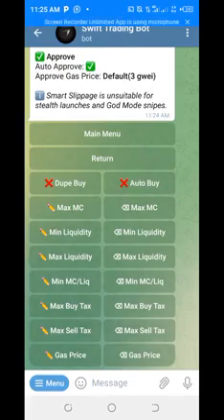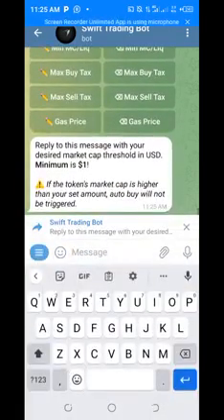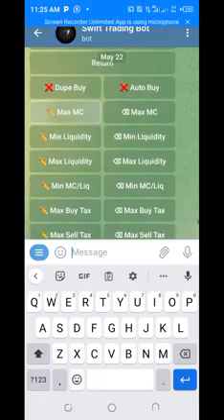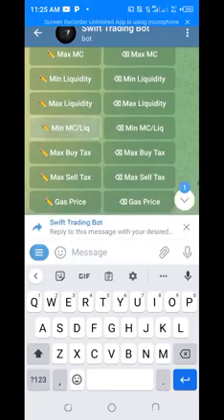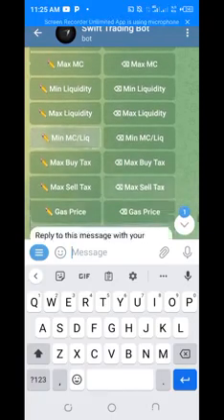Then the next thing is you set the maximum market cap you want the bot to buy. If you want to be trading a degen, you don't want the bot to buy any market cap that's above 1 million. You just put 1 million. Understand? Now you set the minimum market cap too, as you can see. But I'm not setting it actually.